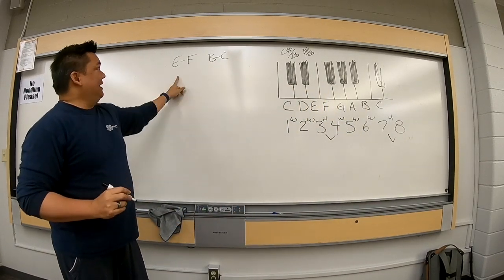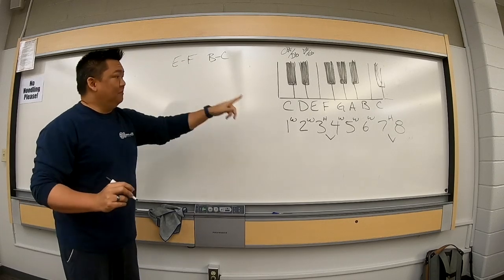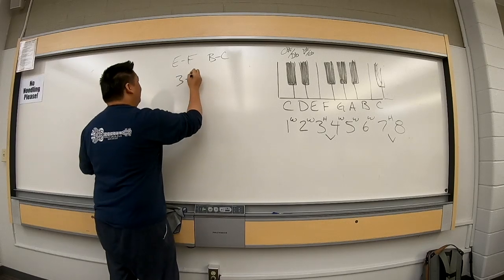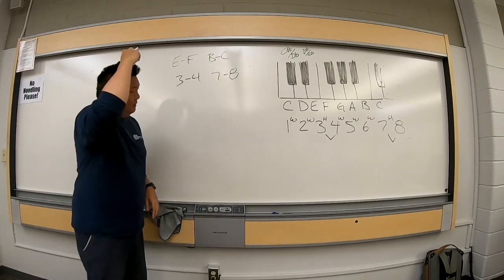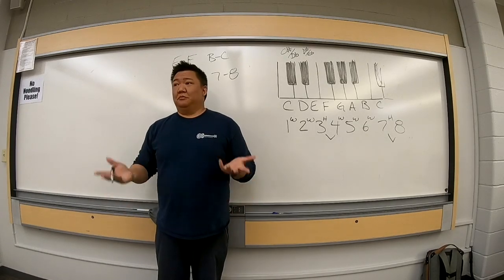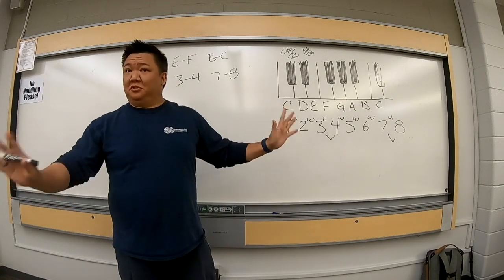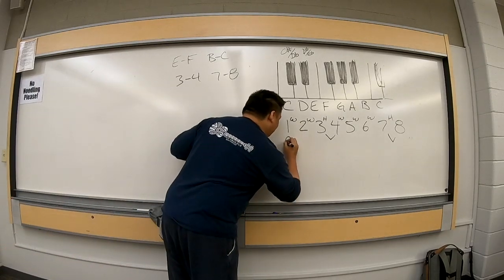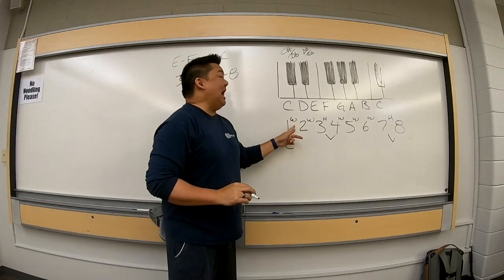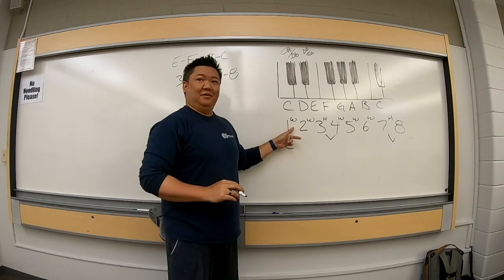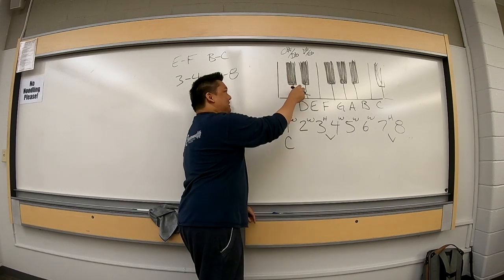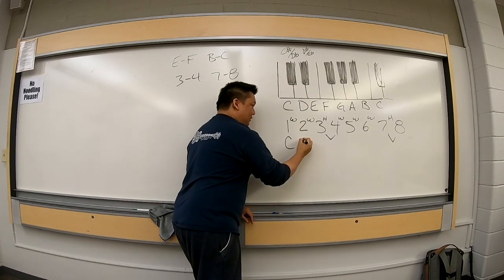Now, just like E to F and B to C, whenever I'm dealing with 3 to 4 and 7 to 8, something different is going to happen. In the key of C, it happens to line up perfectly that there are no sharps or flats, but let's go through it just to make sure. If we're in the key of C, and C is our root, our 1, how many half steps from 1 to 2? 2 half steps. So I'm at C. Here's 1 half step, here's my second half step. So my 2 is D.